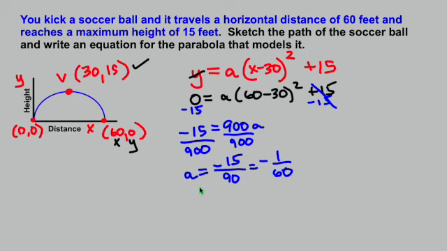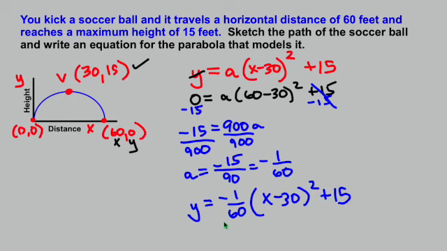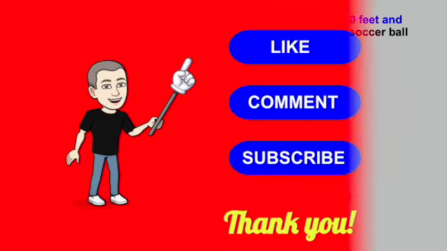So if we do vertex form instead of intercept form, it will be y equals negative 1 over 60 times the quantity x minus 30 squared, and then plus 15. So once again, this is vertex form, and it works just as well as the other one. It kind of depends on what information you want to use.